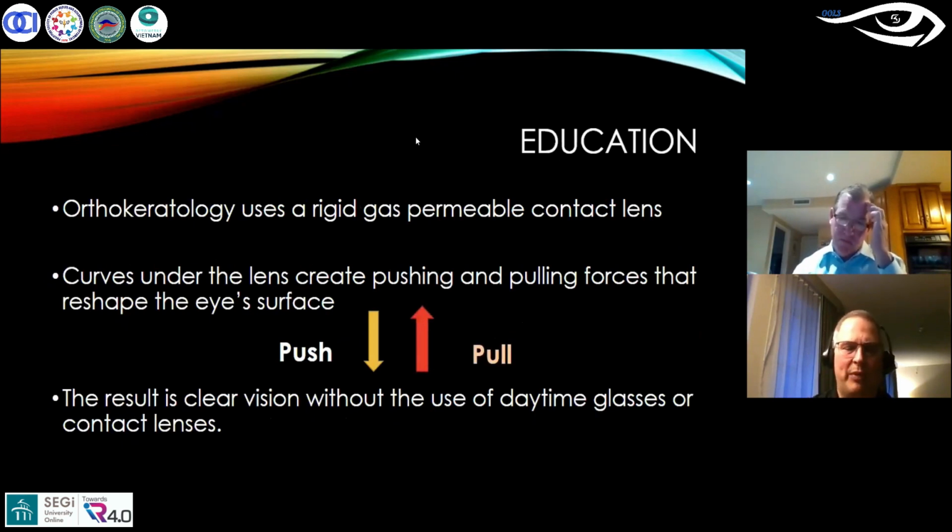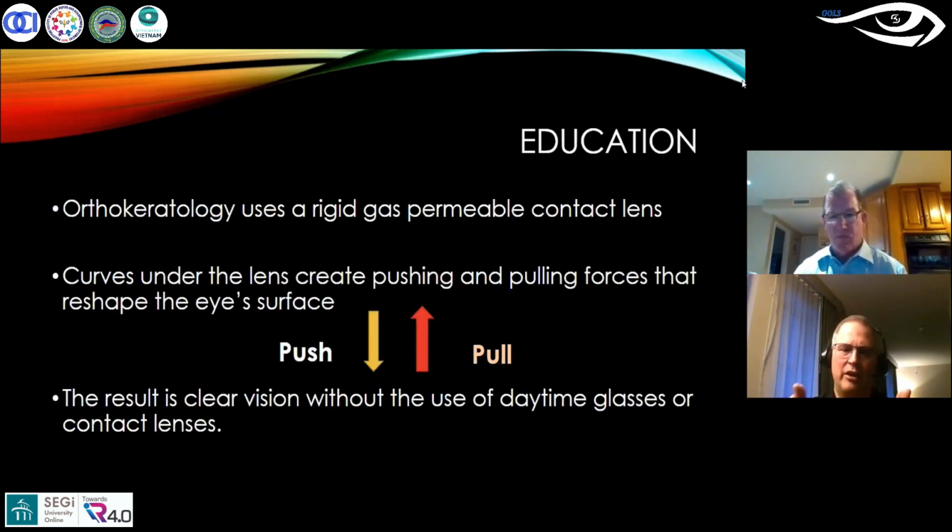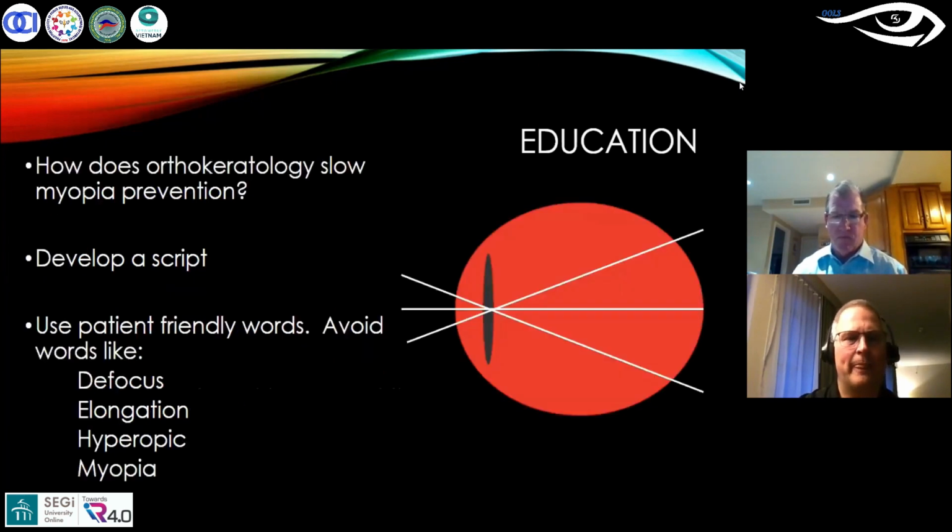The analogy I like to use with patients is, if you've ever taken two dry glass slides and put them together and then pulled them apart, they pull apart very easily. If you take those same two glass slides and put a drop of water between them and push them together, it's almost impossible to pull them apart. That's fluid forces. It's those same fluid forces we are harnessing under the retainer to change the curvature of the cornea to give you good vision during the day without glasses and contact lenses.